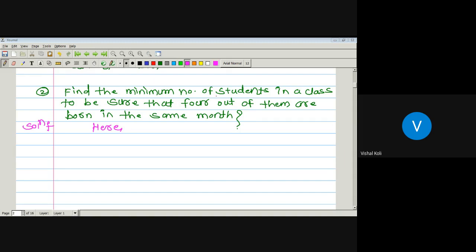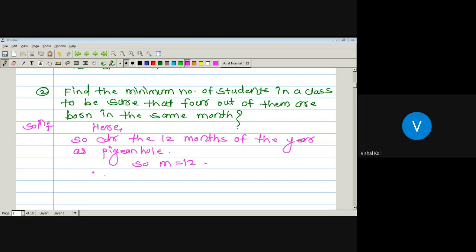Consider the 12 months of the year as the pigeonholes, and the students as pigeons. So what is the value of m? m is nothing but 12, and we have to find the minimum number of students in a class to be sure that 4 out of them are born in the same month.